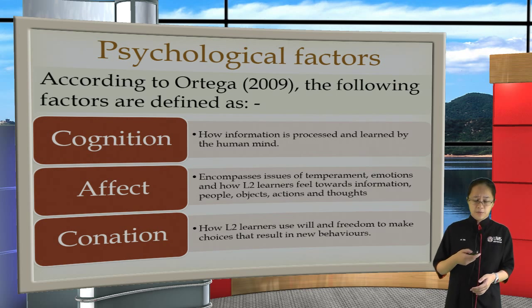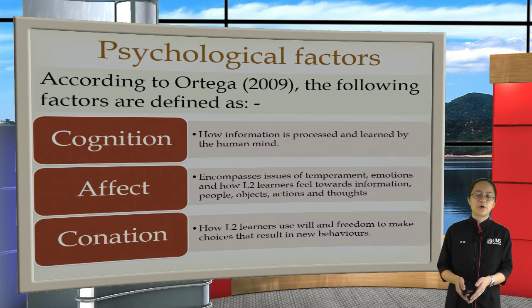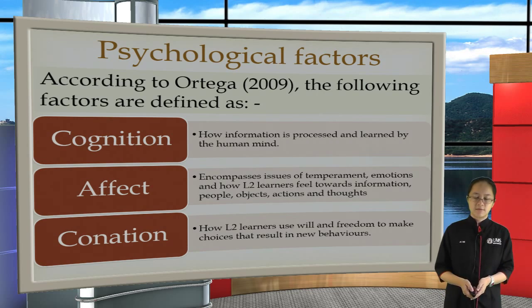And finally, we look at conation, which is how L2 learners use their will and freedom to make choices that result in new behaviors. So here, let's say the L2 learner wants to get the audience or their listener to agree with them or produce something, the speaker will use particular words or phrases or sentences to get to that particular point. And that results in new behaviors or new directions of speaking or communicating.